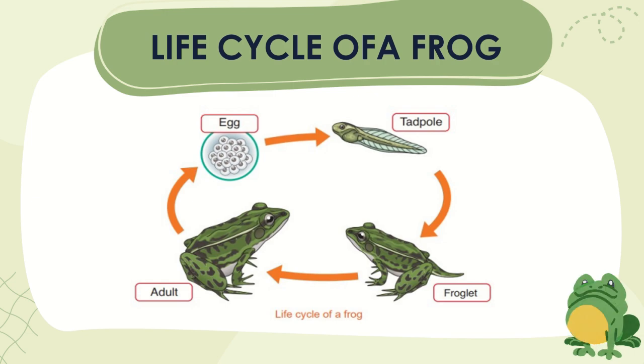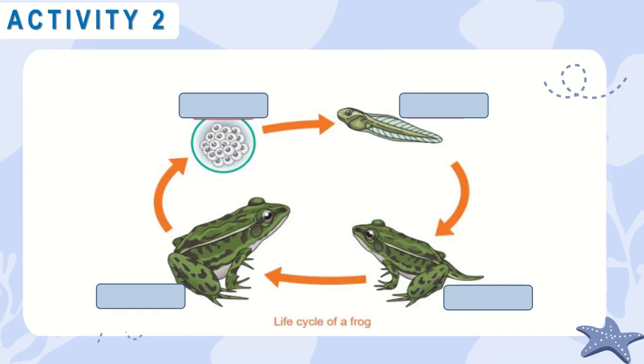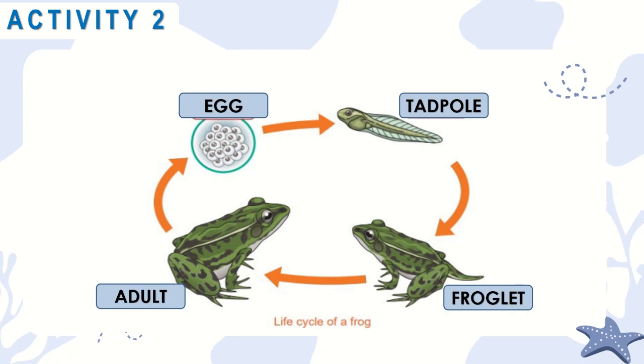Here is the illustration of the life cycle of a frog. It starts with egg, turning to tadpole, into froglet, and turning into an adult. Give the life stages of frogs. Write your answer in the box. Let us now answer. So, we have the egg, tadpole, froglet, and adult.